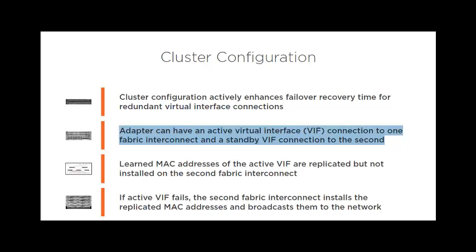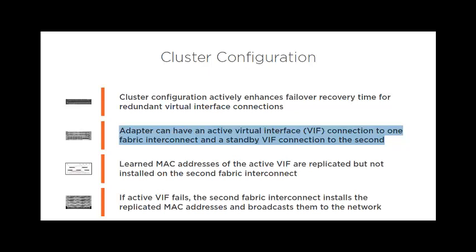So let's read the second line one more time. Adapter can have an active virtual interface connection to one Fabric Interconnect and a standby VIF connection to the second one. So at the same point in time, from a server, it cannot communicate via two Fabric Interconnects. It uses one as active, the other one as standby.